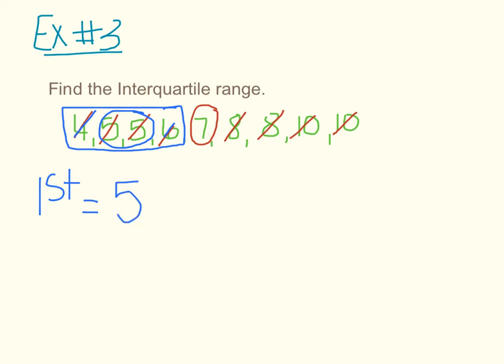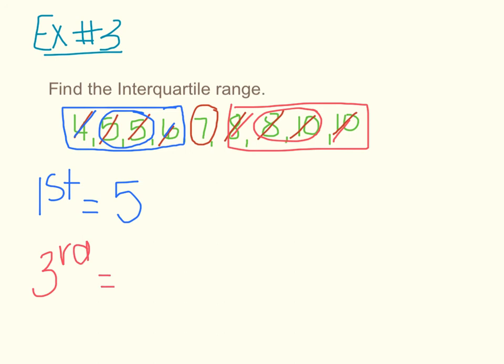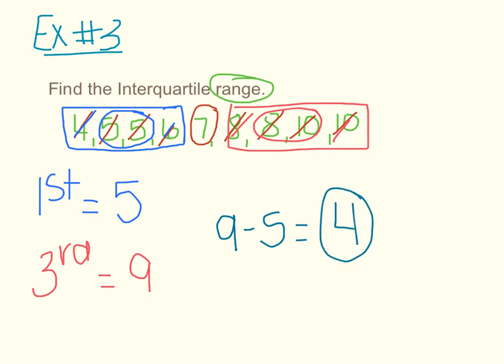To find the third quartile, you look at all the numbers after the median, and you find the median of those. So cross them off. We have 8 and 10 in the middle. In between 8 and 10 is 9. So the third quartile would be 9. Now, the last thing we need to do, it says find the range. We know the range is the difference between the biggest number and the smallest number. So 9 minus 5 is 4, which is our interquartile range.